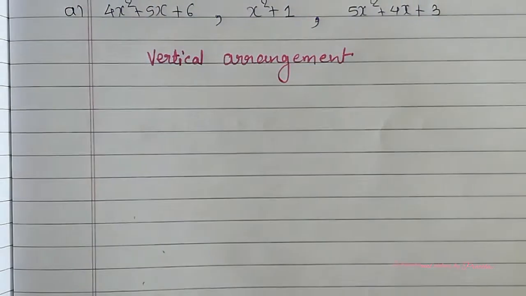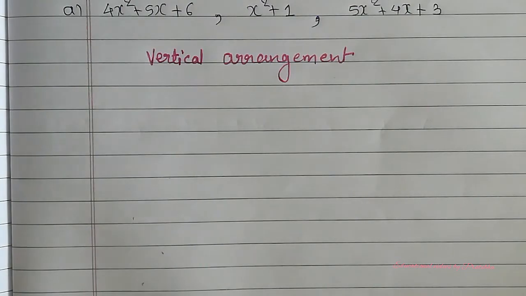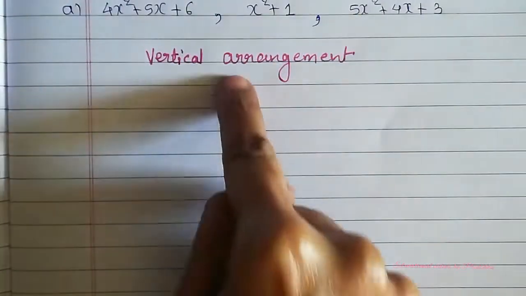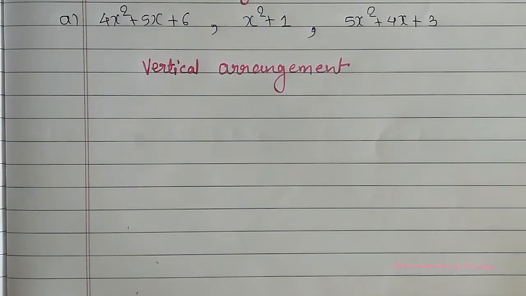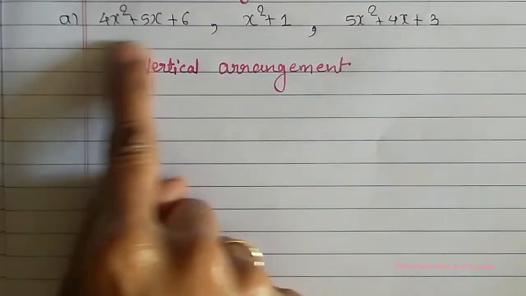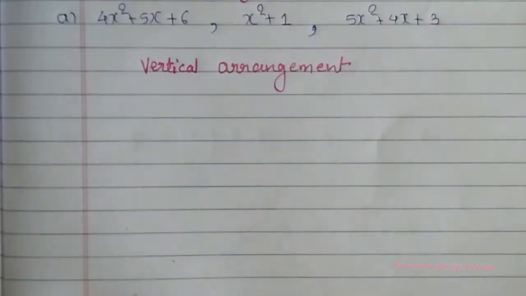Now first, while doing it in vertical arrangement, we have to copy down all the expressions in a line and then we have to add them. Before arranging them in a line, we have to arrange each and every expression in its descending order of power. But as you can see here, everything is given in descending order of its power. So directly we can arrange them in the vertical manner.